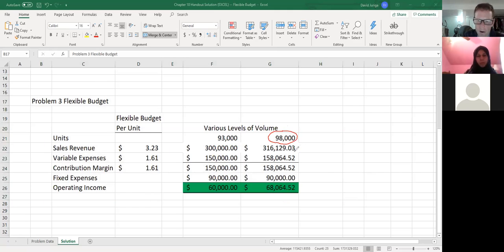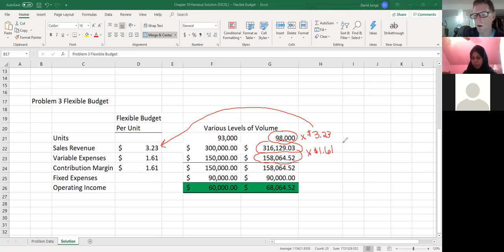Pardon the fact that none of these rounded off to whole integers. It's just the numbers they gave us in the problem. But this first one, 316,129, that's just 98,000 multiplied by your 323. We're just multiplying it by that number right there. This 158,064, that's the 98,000 multiplied by the $1.61 in some sense. It's a continuous number, but that's how you do it.